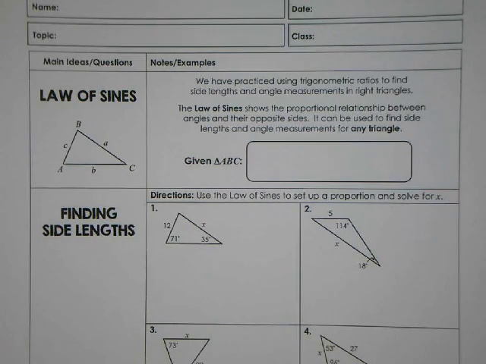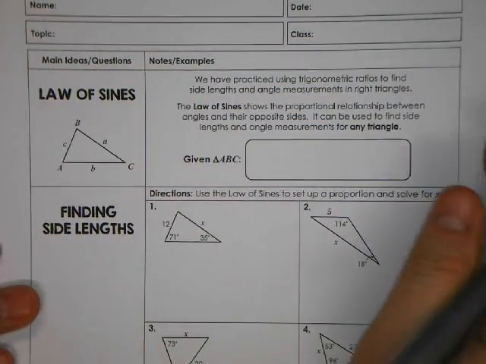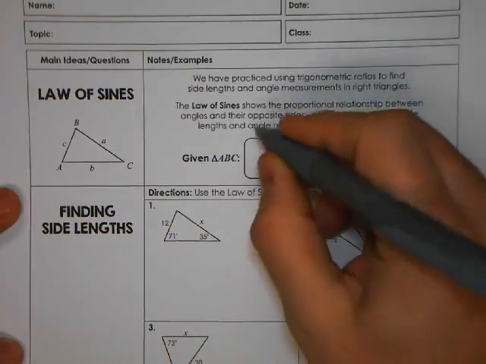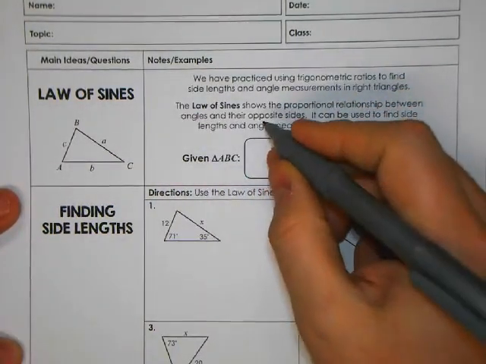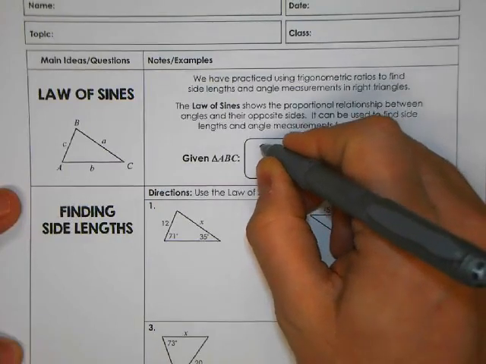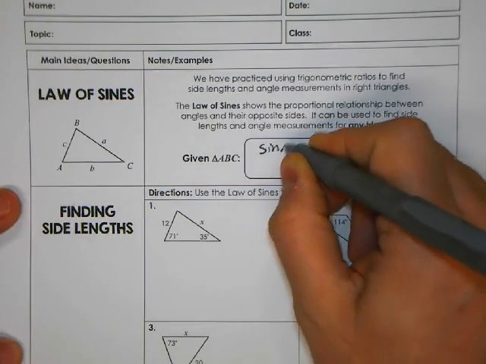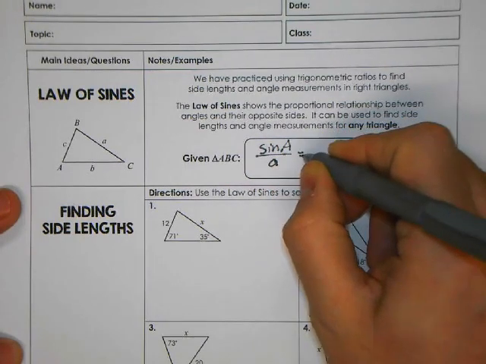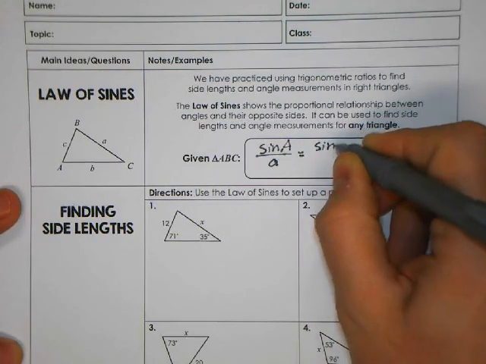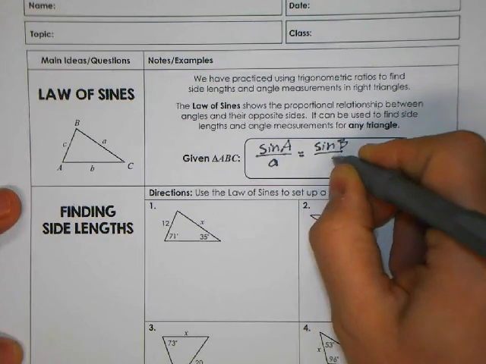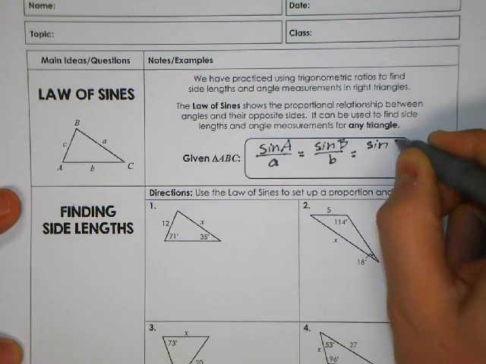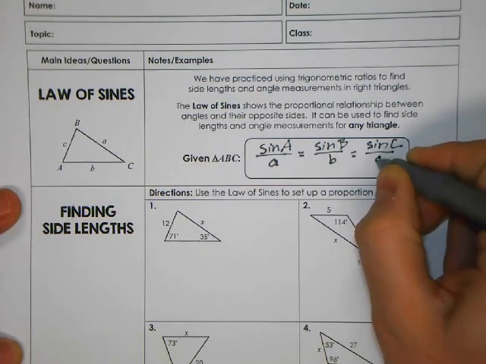Now, there is a simple investigation that we could do to justify where the law of sines comes from. But that's not part of this material, so I'm not going to try and recreate it here. But essentially, given that we have some triangle ABC, I can say the sine of angle A over side A, that ratio will be equal to the ratio of the sine of angle B over side B, which will be equal to the ratio of the sine of angle C over side C.